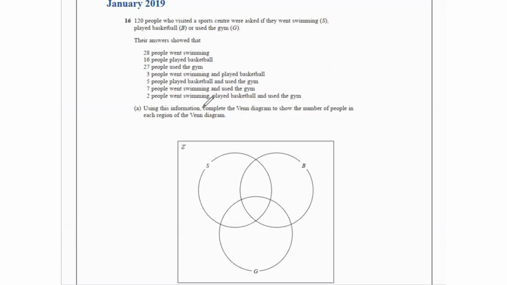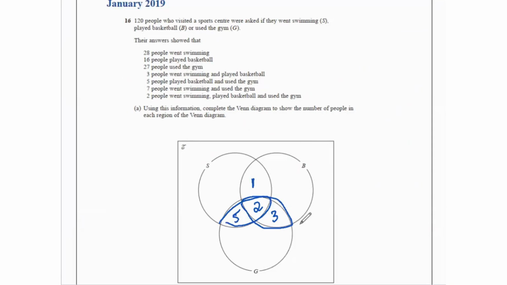So 2 people went swimming, played basketball, and used the gym. So that's the part in the middle that's common between all three sets. 7 people went swimming and used the gym. So that's this part. So if 7 is total, 2 is already given. So this is 5. 5 people played basketball and used the gym. So that's this. So it's 5, 2 is already given. So this is 3. Then 3 people went swimming and played basketball. So that means this is going to be 1.